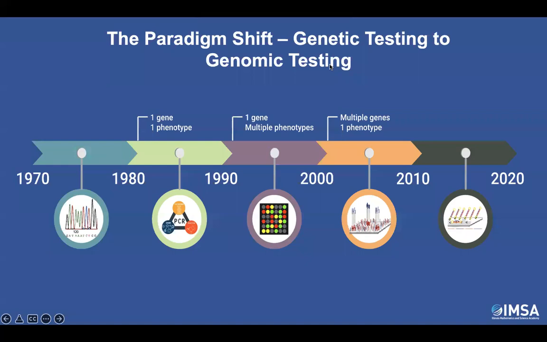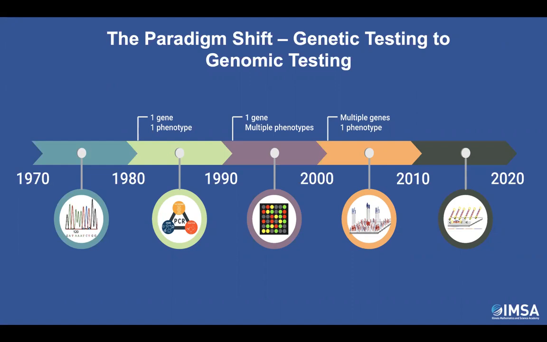So since its inception in 1959, when Down syndrome was shown to be caused by an abnormal number of chromosomes, genetic testing became well established in the second half of the 20th century, and by the end of the century, around 1,000 of the estimated 7,000 single gene inherited diseases had been characterized, including Huntington's and cystic fibrosis.